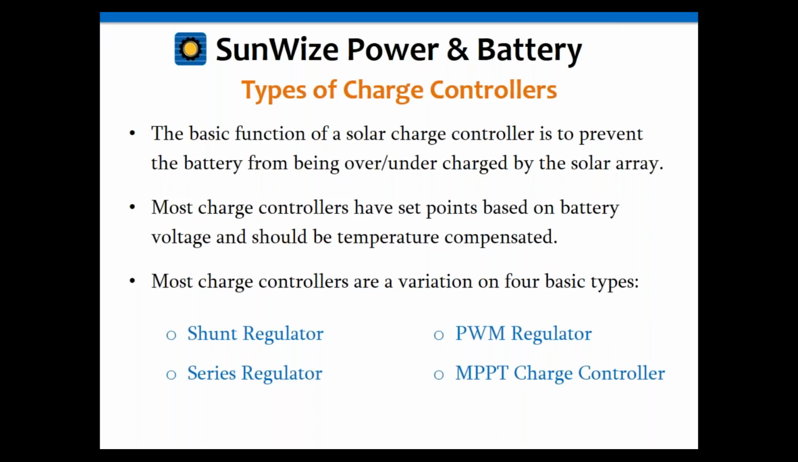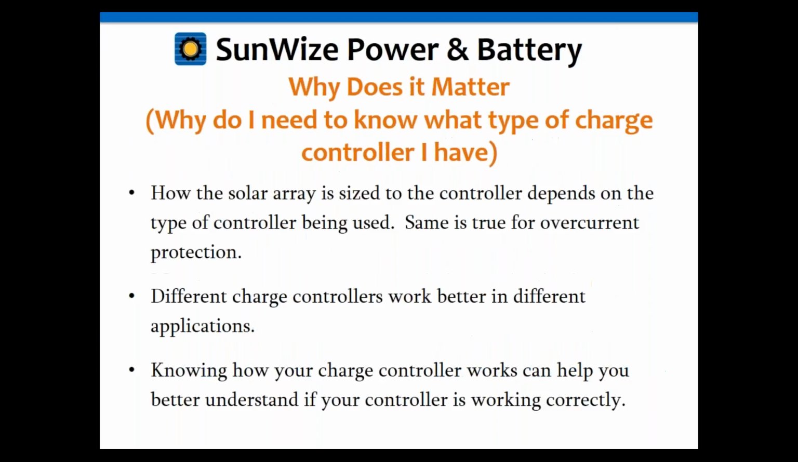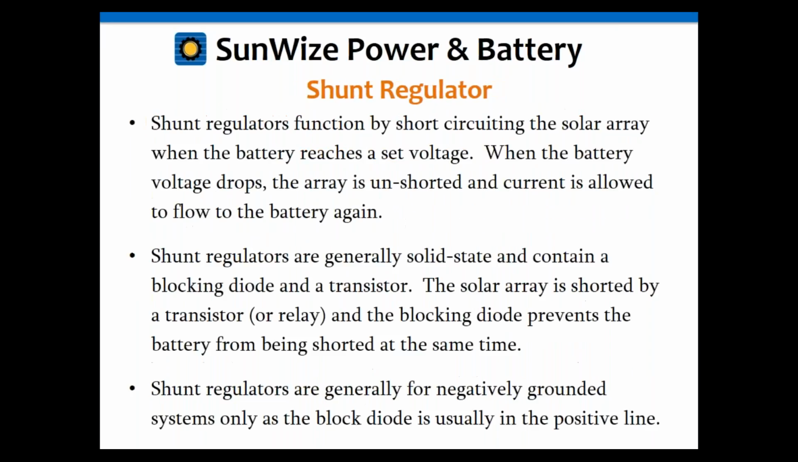Okay? There are 4 basic types of charge controllers. We have the shunt regulator, series regulator, pulse width modulated regulator, and maximum power point trackers. They're pretty much listed in chronological order of when they came out, by the way, so we're going to start that way as well. I already talked about some of this. What do we need to know about this stuff? Again, in order to size it correctly, understand how they work, and to help you troubleshoot it better.